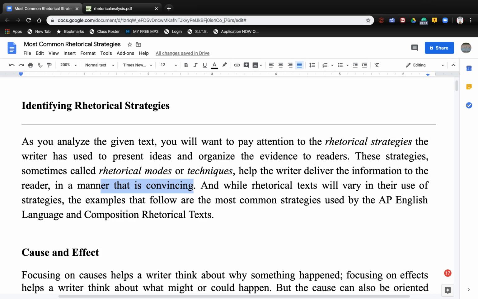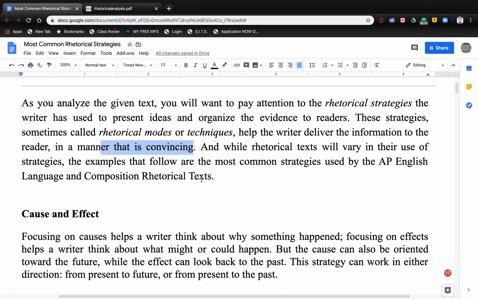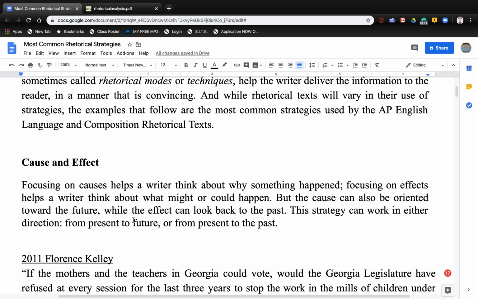You are more likely to find a strategy in a collection of sentences, or rather, a paragraph or a collection of paragraphs. Strategies are more encompassing, while devices are more specific and localized. Now, other videos will talk about devices. This one primarily is about strategies. Now, there are many different strategies that a writer can use, and by no means is this list supposed to be comprehensive. But these are some of the more common ones.